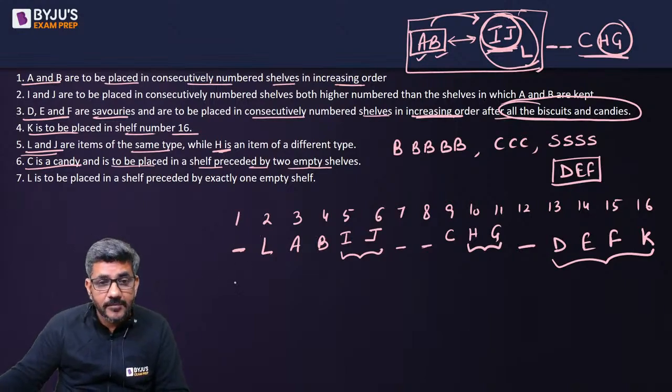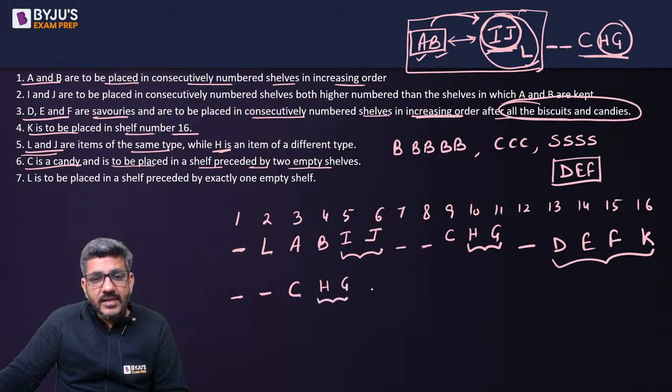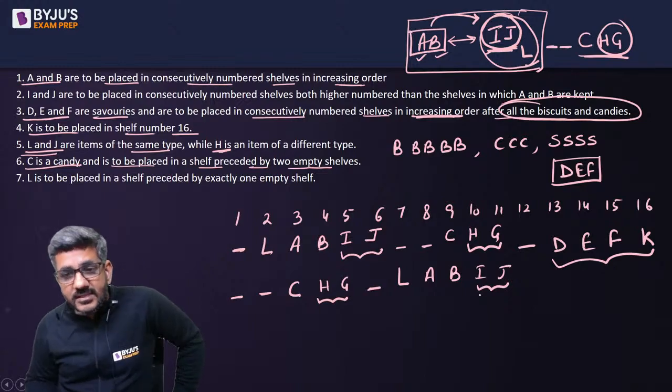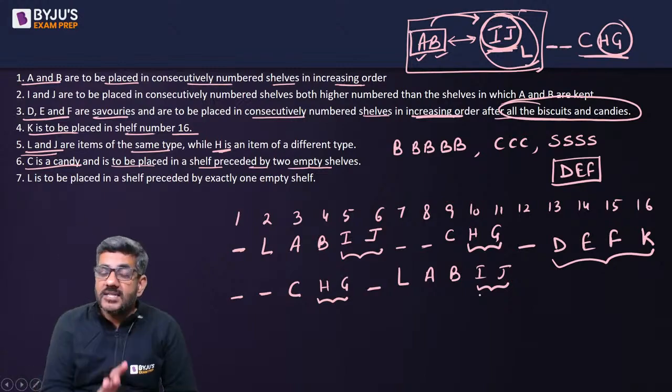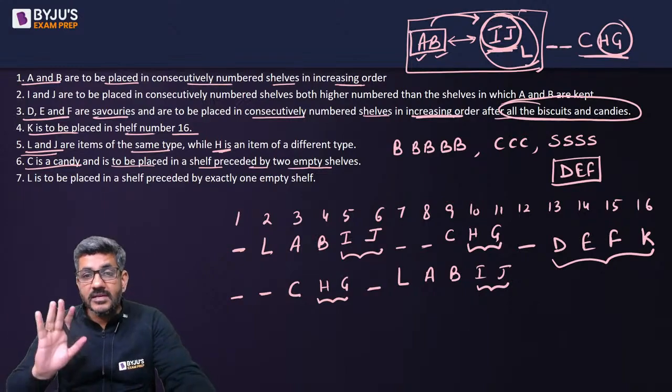Other possibilities, क्या पता पहले कैंडीज आ जाए, और कैंडीज आएंगे तो पहले सी से पहले दो एम्प्टी शेल्फ्स आएंगे. देन आई वुड हैव एच एंड जी इन एनी ऑर्डर. देन देयर वुड बी वन एम्प्टी शेल्फ बिफोर एल, राइट? एल के बाद आएगा ए बी और उसके बाद आएगा आई जे इन एनी ऑर्डर. So these are the two possibilities. We might start with biscuits, then candies, then savories. We might start with candies, then biscuits and savories. Both of them are a possibility in this case.